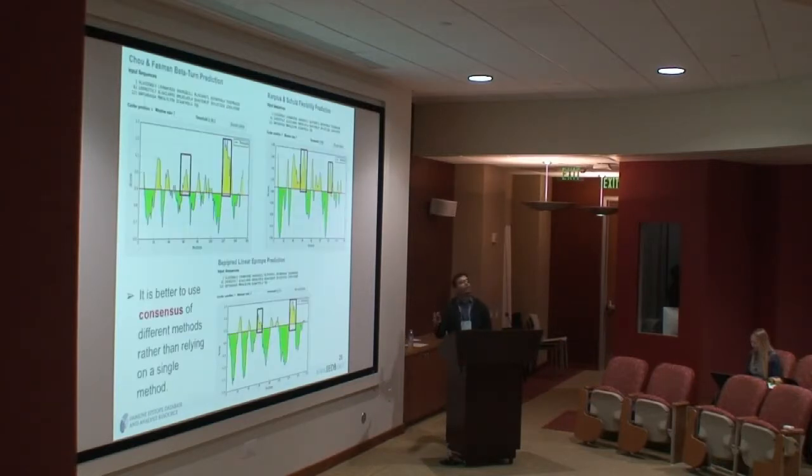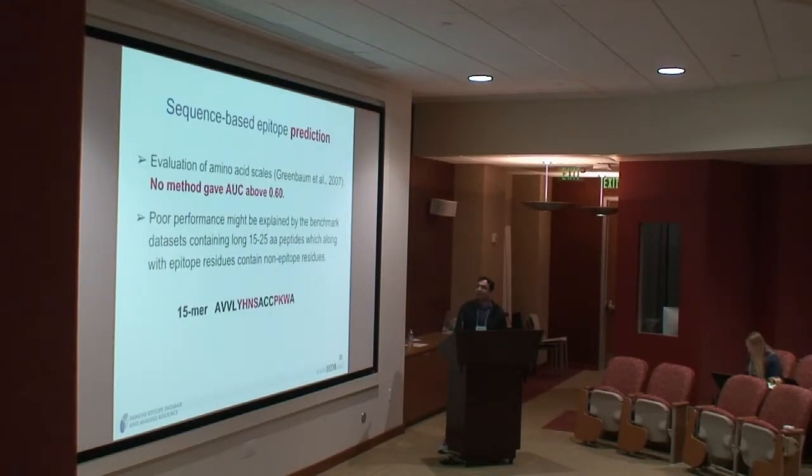But if you are, by any chance, going to use amino acid scales instead of the recommended Epitope method, which is actually a prediction method, I would recommend using a consensus of different methods rather than relying on one, which might work a little better. But I would recommend using Epitope for predicting linear epitopes. There has been a study from our group in 2007.